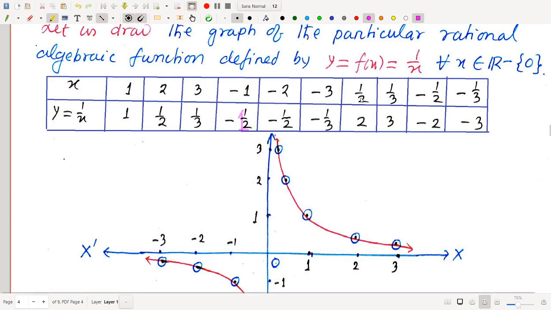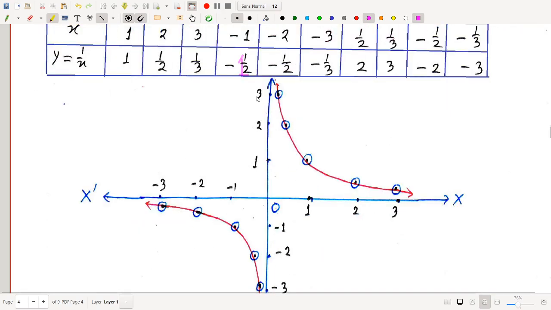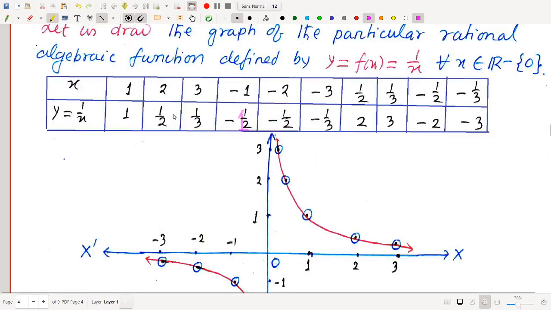And now if x is half, y will be 2. If x is 1/3, y will be 3. Reciprocal of 1/3 is 3. X is minus half, y is minus 2. X is minus 1/3, y is minus 3. So if we plot this, what we notice is that if x is positive, y is positive. First quadrant. If x is negative, y is negative.